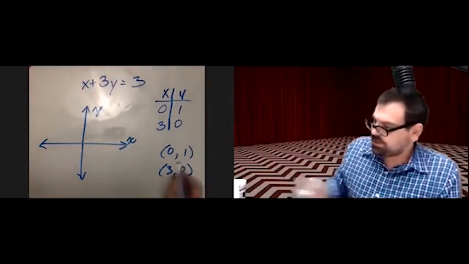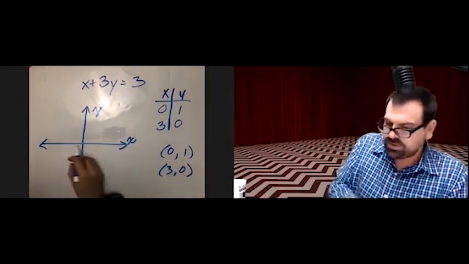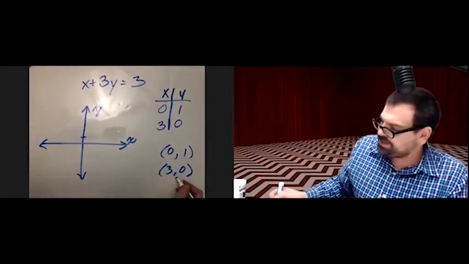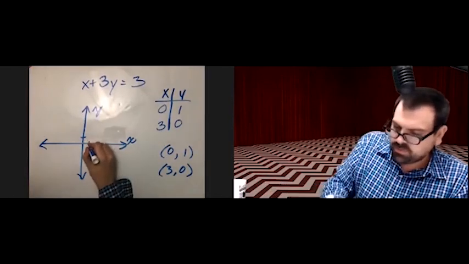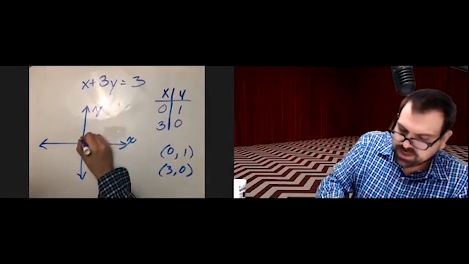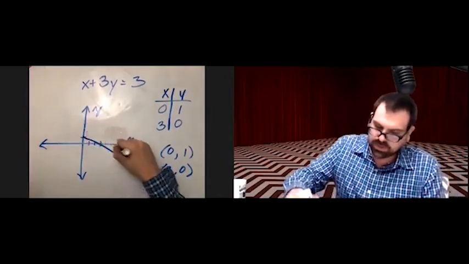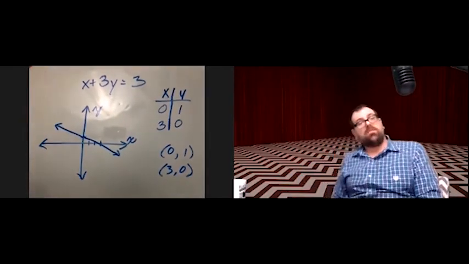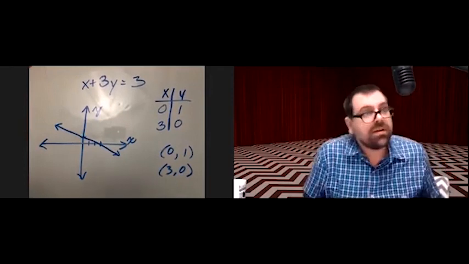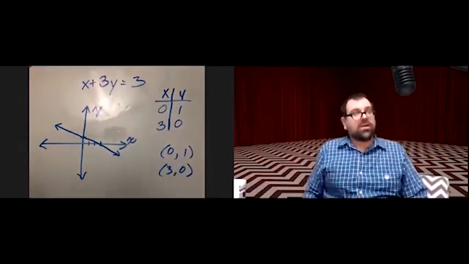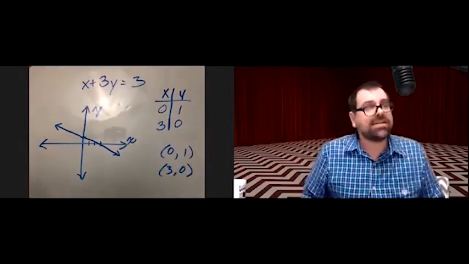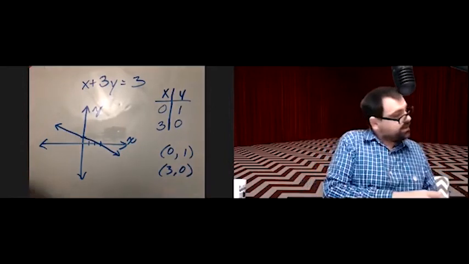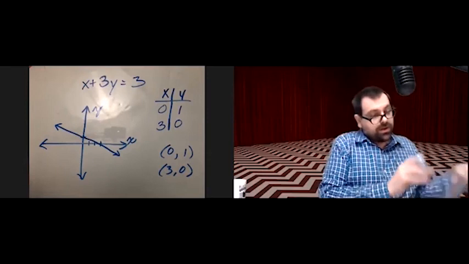is plot them. 0, 1, so no movement on the x, but 1 up for the y. 3, 0, no movement for the y, but 1, 2, 3 to the left. There's our 2 points. And we draw our line through them. It's the same one as the one we did with those 5 points. But we didn't have to do any weird solving this way. All we do is plug 0 in for x to get one of the points, plug 0 in for y to get the other one of the points.